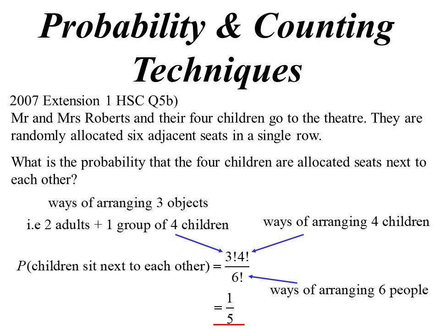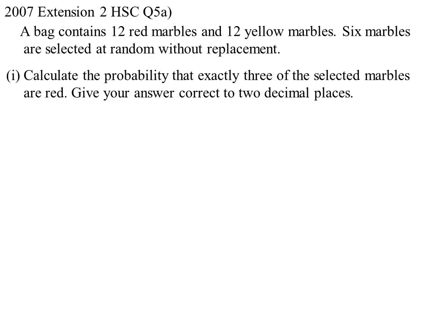Let's show you some of the good ones that did appear in the old course. The bag's got 12 red marbles and 12 yellow marbles. 6 marbles are going to be pulled out without replacement. Calculate the probability that exactly 3 of the selected marbles are red. Answer to 2 decimal places.